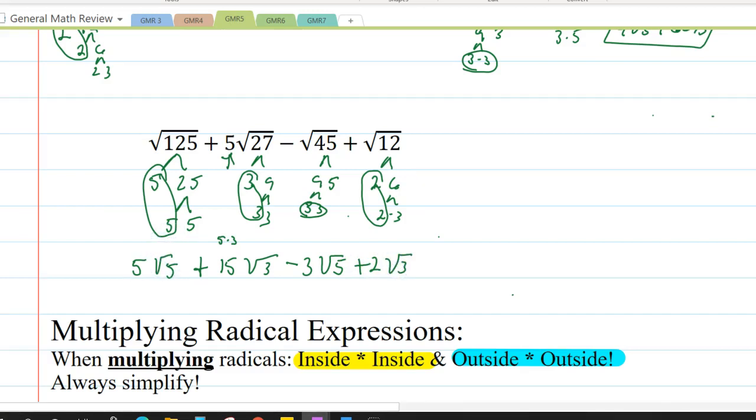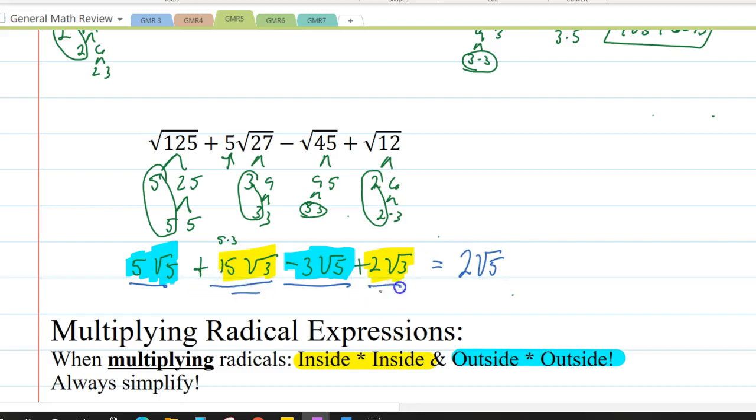I have the square root of 5, and then I have another square root of 5. So these are my like terms. Then I have a square root of 3, and I have another square root of 3. So again, these are like terms. I can combine like terms only. We'll start with the square root of 5's. 5 square root of 5, take away 3 square root of 5, leaves me with 2 square root of 5's.